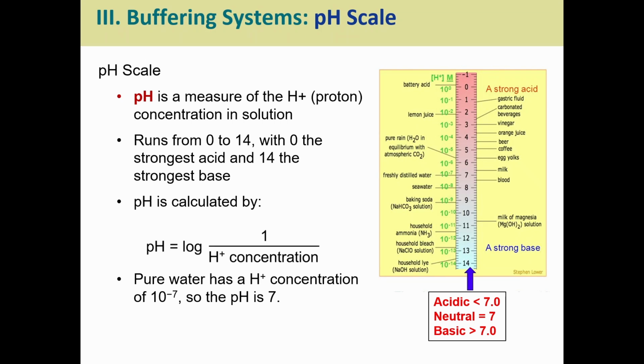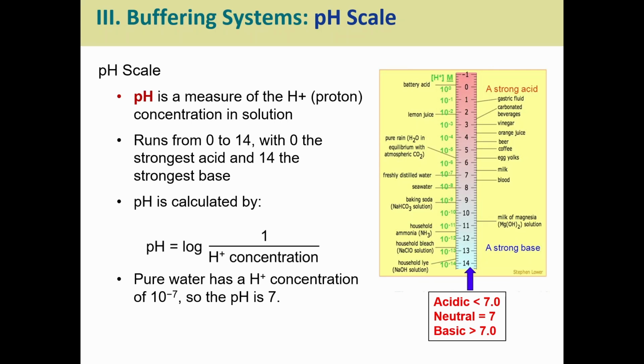So before we get into talking about all this, we have to actually define what pH is. But pH is basically just the measure of the hydrogen ion, also known as the proton. So we just want to know how concentrated is the hydrogen ion in this solution. Now it runs from 0 to 14, 0 being the strongest acid, meaning the highest concentration of those protons, and 14 being the strongest base, meaning it has the lowest concentration of those hydrogen ions.